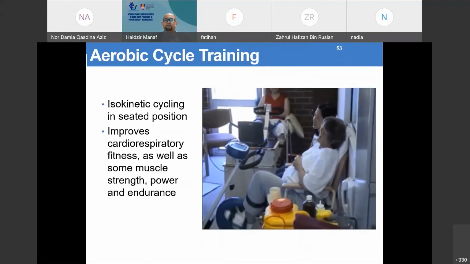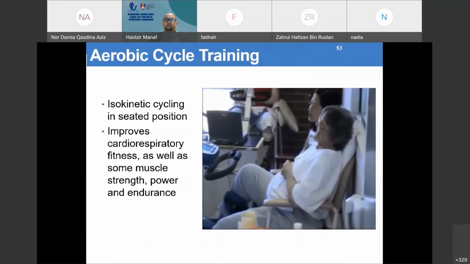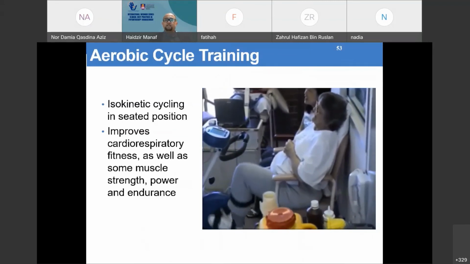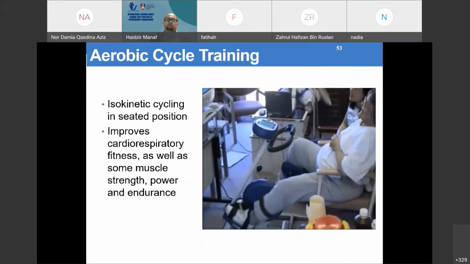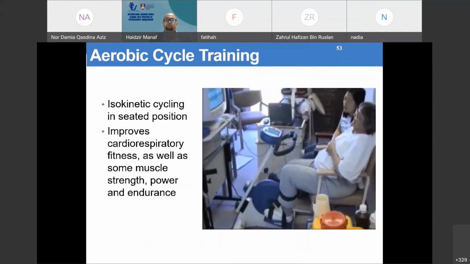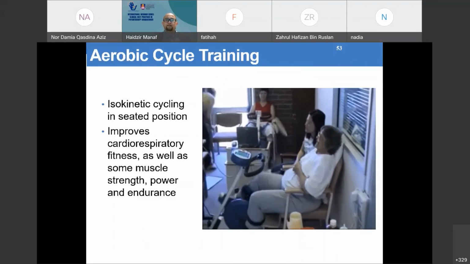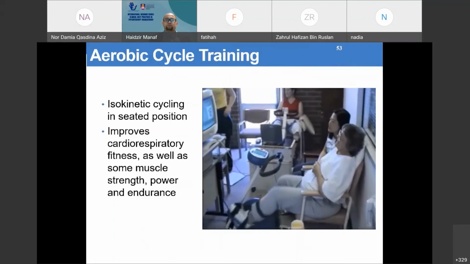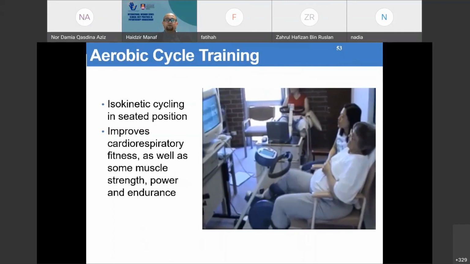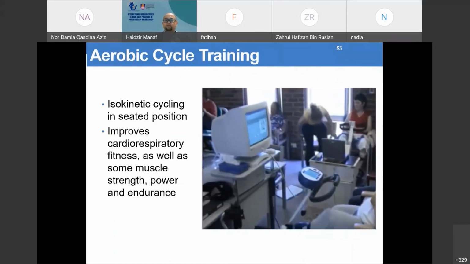I am getting permission from my colleagues at the University of Sydney. They are doing research on aerobic performance after stroke by using the isokinetic cycle. In addition to improving cardiorespiratory fitness, it might also improve muscle strength, power, and endurance.